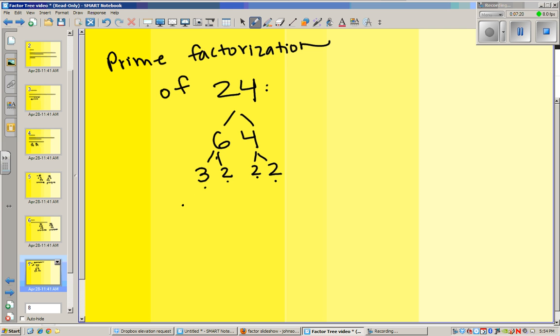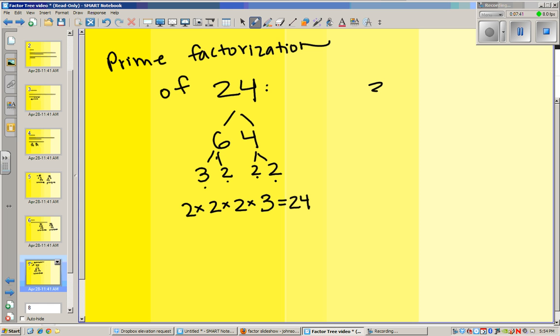And I'm going to write them from smallest to greatest. 2 times 2 times 2 times 3. Let's see if we get to 24. 2 times 2 is 4, times 2 is 8. 8 times 3 equals 24. So I know that that's correct. Maybe you did this a different way.